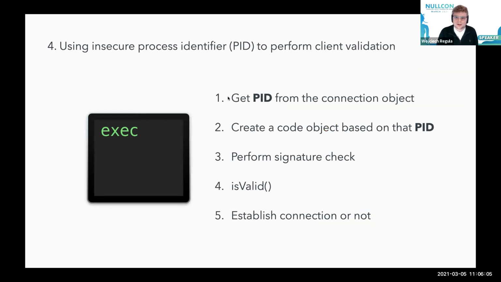So let's take a look at the validation. If the validation is based on the process identifier, we create a code object based on it, perform a signature check, and verify if it's valid or not. If the bytes are valid, we establish the connection. If they are not valid, we of course invalidate.